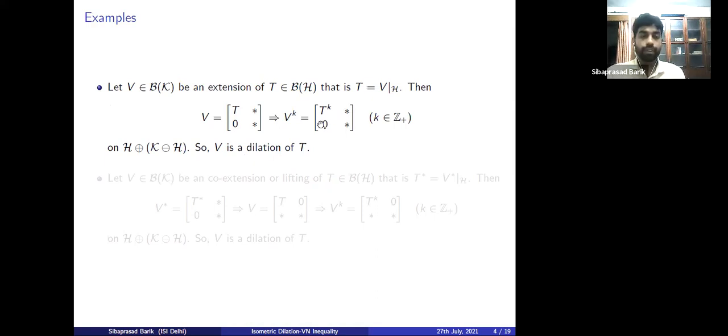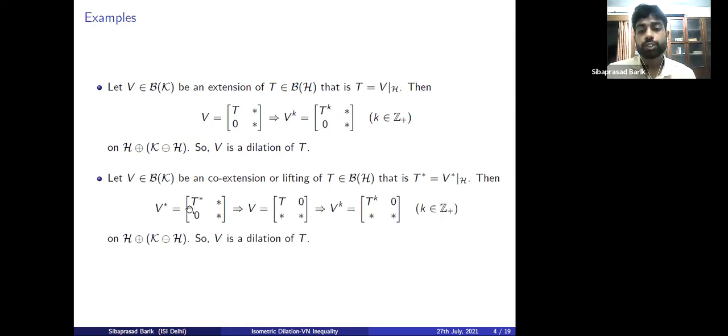This representation immediately tells us that V is a dilation of T. Similarly, coextensions are also dilations, and sometimes we call coextensions liftings. So what is a coextension? V is said to be a coextension of T if V* is an extension of T*. Then V* has this matrix form. Here it is T* and here it is 0. Then taking adjoints on both sides, we have V in this form. And then taking powers, we have V^k with T^k in this component, here it is 0 and here is something. This representation tells us that V is also a dilation. So extensions and coextensions are dilations.